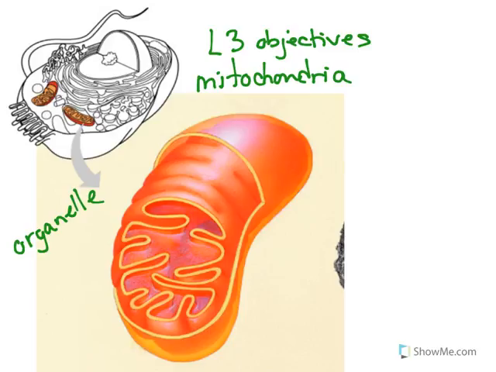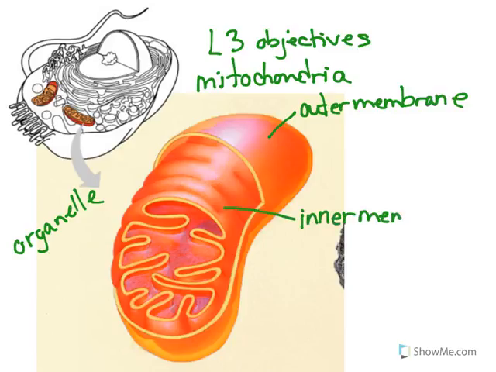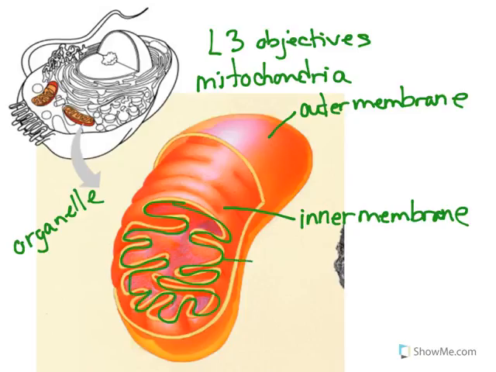So, the very outer section, or outer layer, would be the outer membrane. And then you're going to notice there is another layer. This is the inner membrane. And you're going to notice that there's all of these kind of squiggly folds. And all of those folds and squiggles, the folds are called cristae.